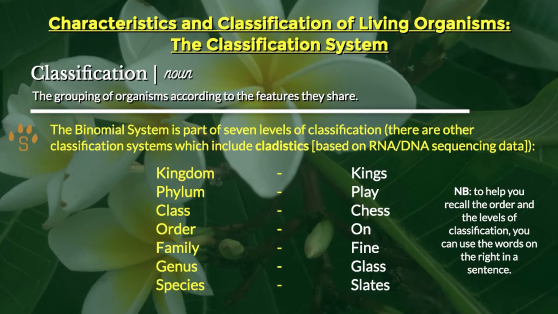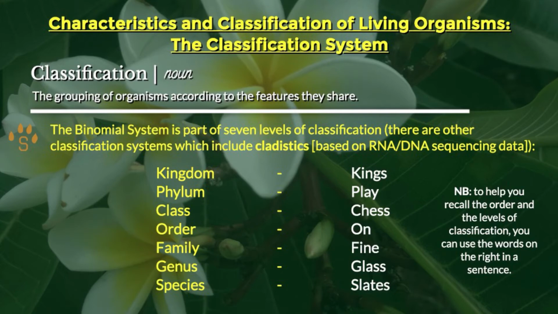There are other classification systems which include cladistics, which is based on the RNA or DNA sequencing data. RNA is ribonucleic acid and DNA is deoxyribonucleic acid. The 7 levels of classification are kingdom, phylum, class, order, family, genus, and species.